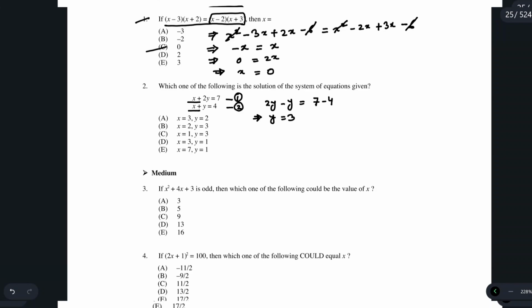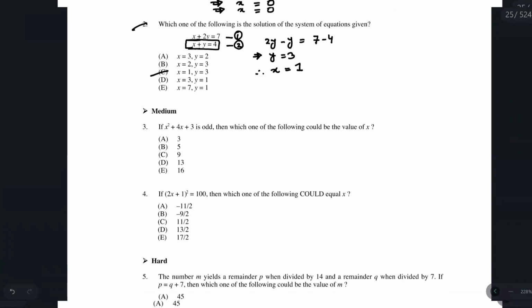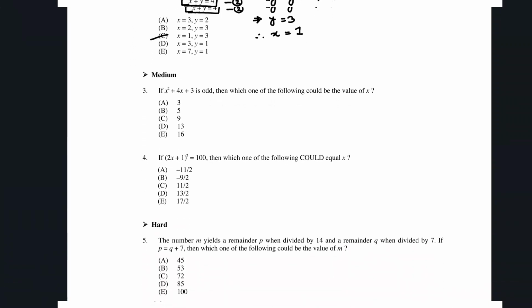And if I put y equals 3 in the second equation, I know that x will be equal to 1. So the answer for this question should be C, because there we have the value x equals 1 and y equals 3. Now let's get to the third problem, which is of category medium.